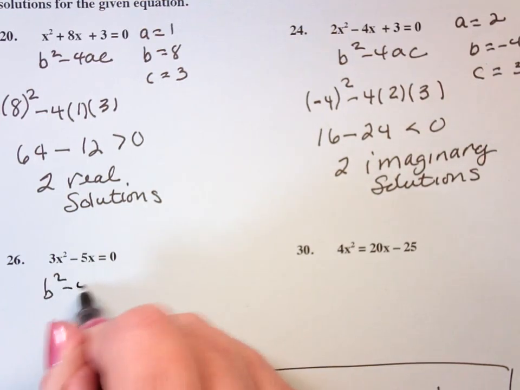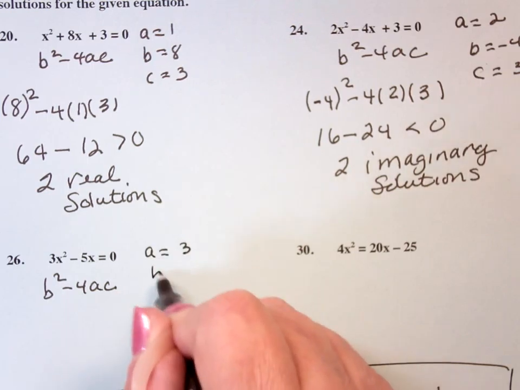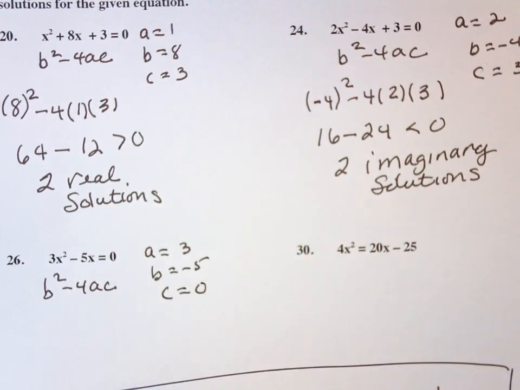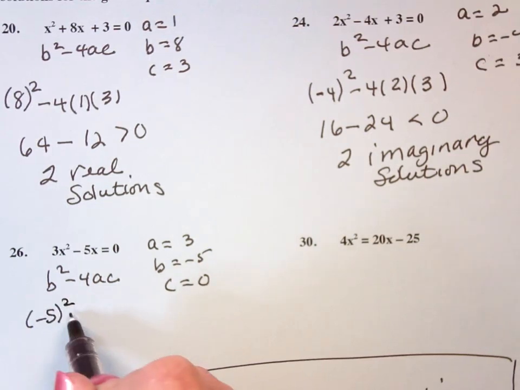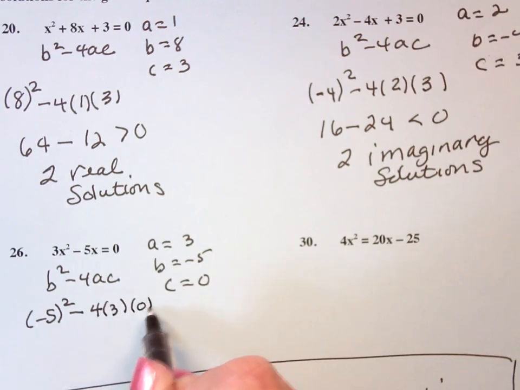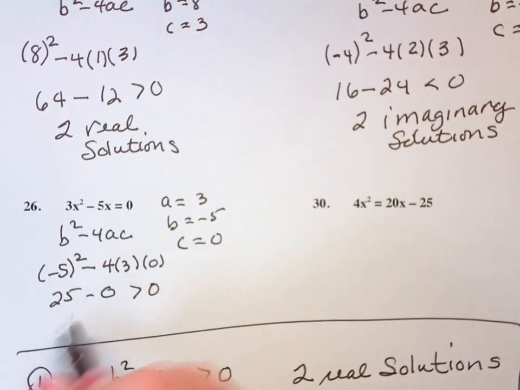b squared minus 4ac, a is 3, b is negative 5, c is 0. So it's going to be negative 5 squared minus 4 times a, which is 3, times c, which is 0, which is 25 minus 0, positive or negative, or 0. Positive. And what kind of solutions do I have? Two real.